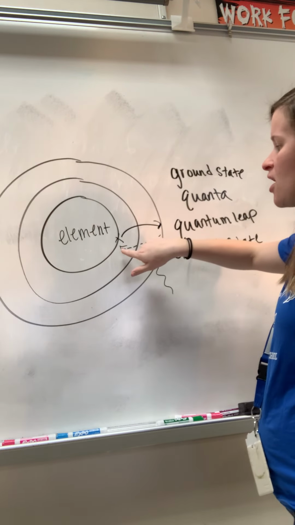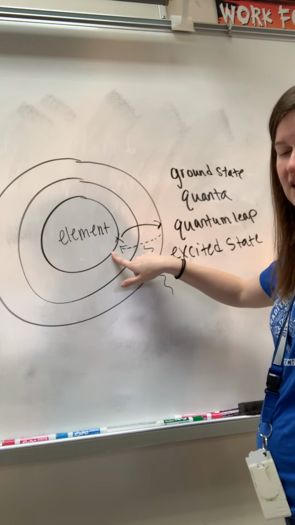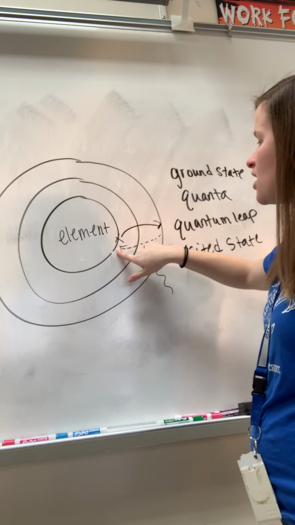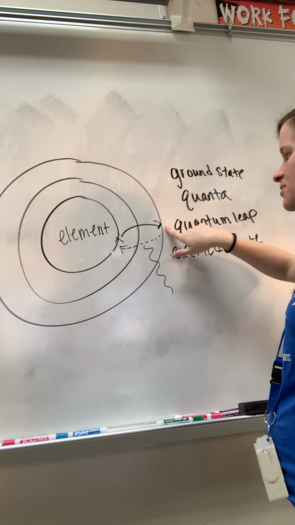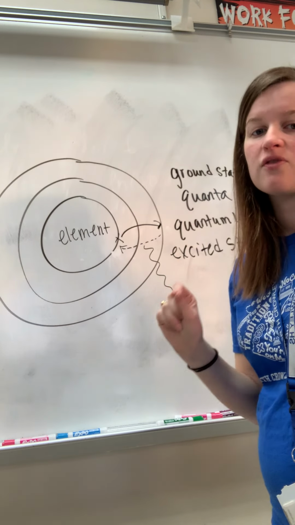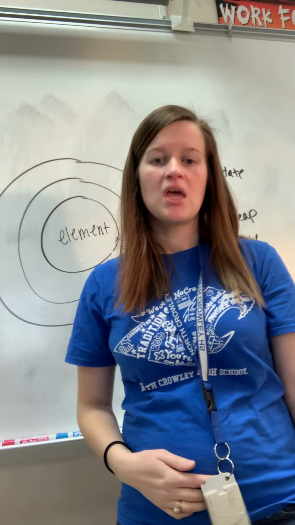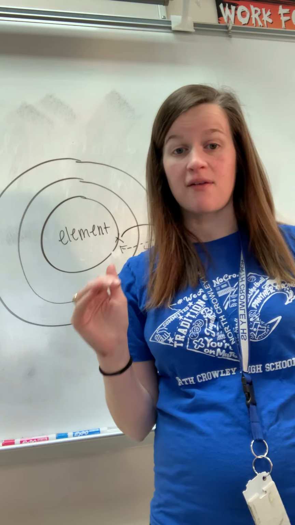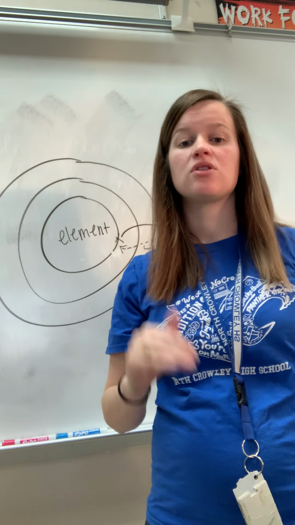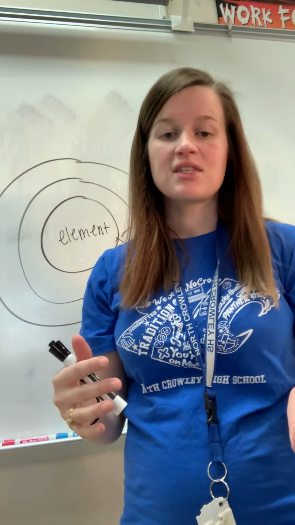So again, we start in our ground state. We absorb some quanta, which is just little packets of energy. And then we take a quantum leap up to the excited state. Eventually they fall back down and release energy in the form of light. So ground state is where everybody starts. Come up to the excited state. When they're falling back down to the ground state, that's when they produce light. And so that's how we see light.